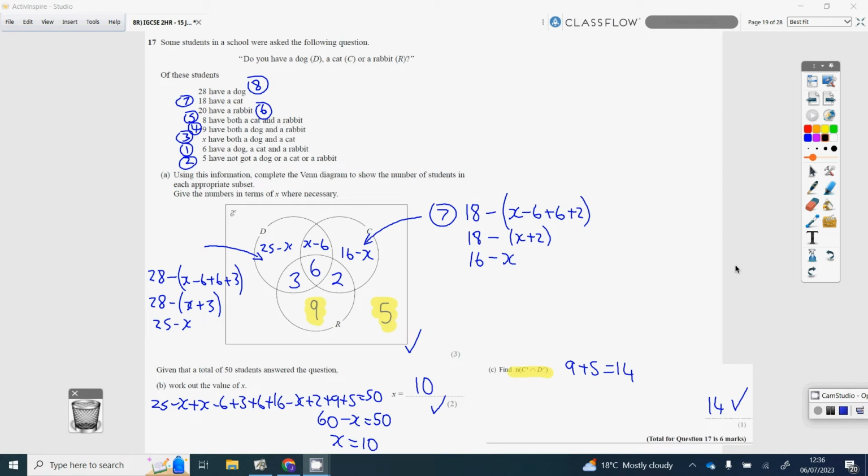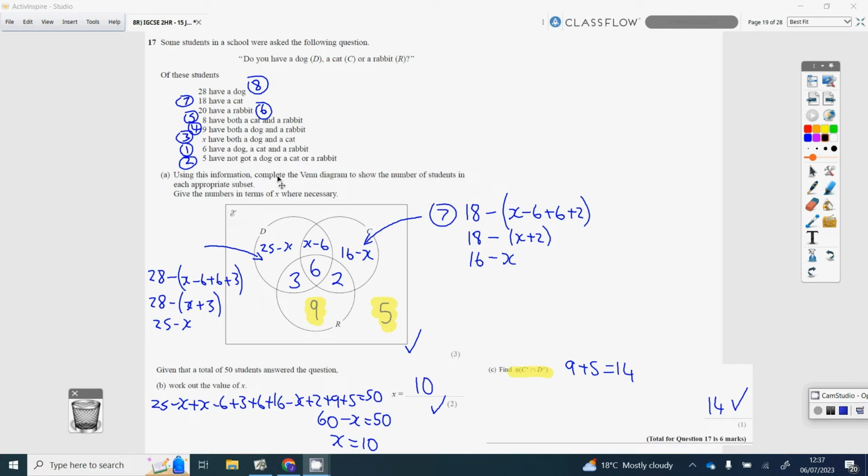Question 17. Now, the secret with these is to always start with the numbers nearer the middle of the Venn diagram. So start off near the bottom of the list. I've kicked off with number 1. There's 6 have a dog, a cat, and a rabbit. So that's gone into the middle. Number 2, 5 haven't got any of them. 5 have not got a dog or a cat or a rabbit. So there's my 5 there.